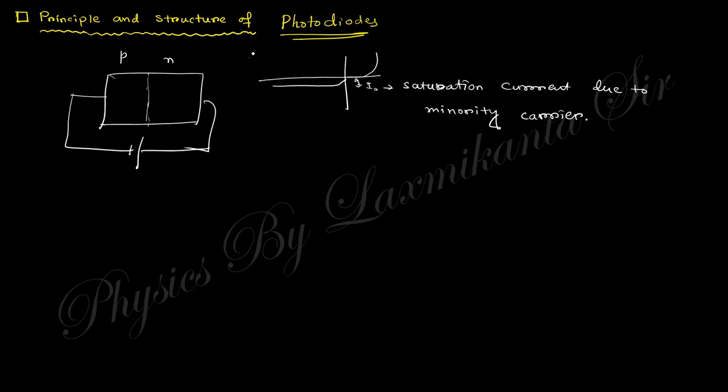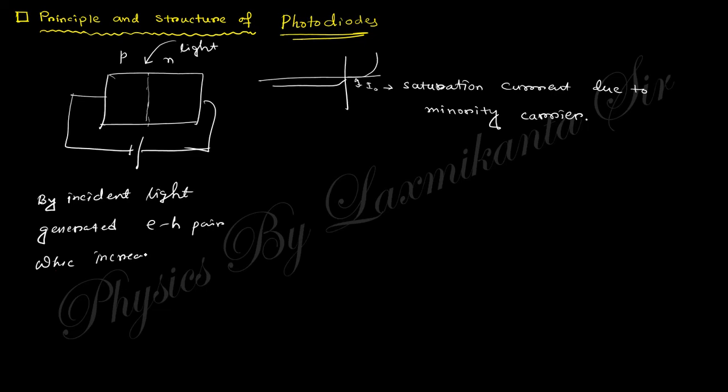Now, if we apply light in this region, minority carriers are generated by the incident light, electron-hole pairs, which increase the minority carriers. So if the minority carriers increase, then the reverse saturation current increases.